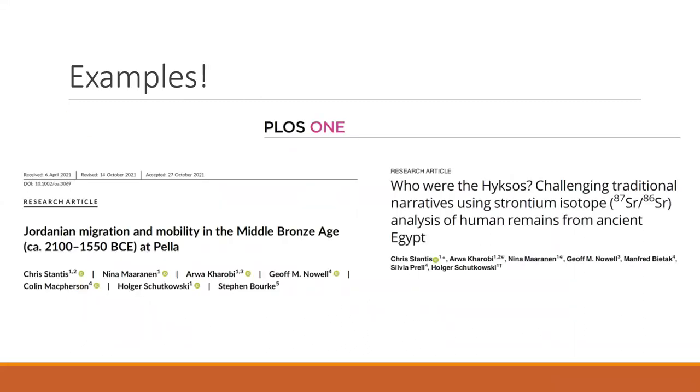To think about these Middle Bronze Age connections and the variation between sites, I've chosen an example from ancient Egypt and one from Jordan. These are studies done in collaboration with other investigators. And this is honestly the best way to do things, in my opinion. One of the articles is still in press, but both of the ones mentioned here are open access for anyone interested. And the one coming out shortly is also going to be open access in the Bioarchaeology of the Near East journal.